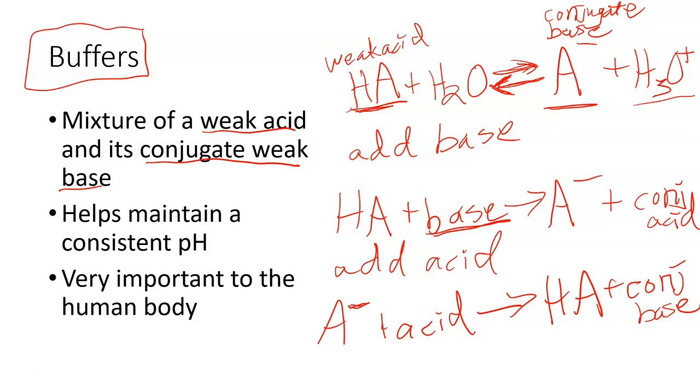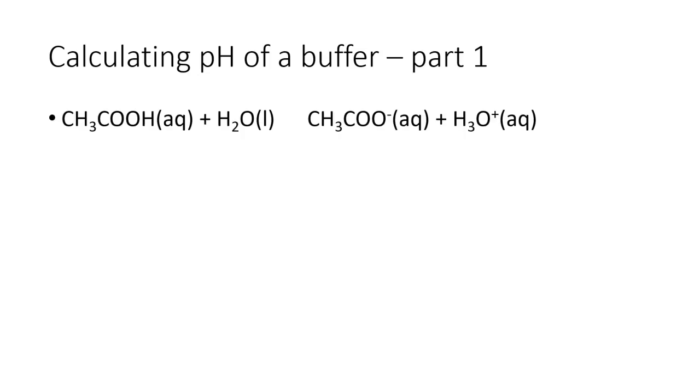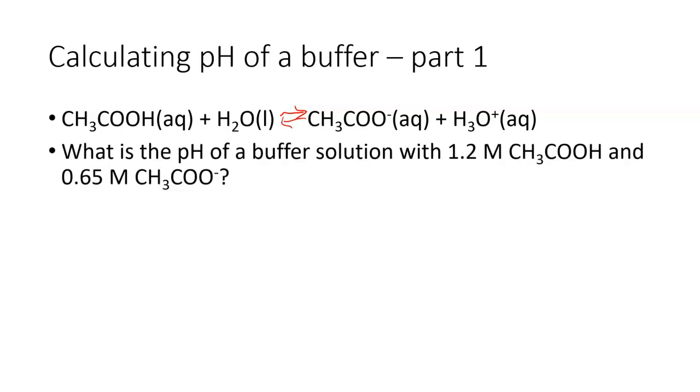So we want to make sure that we can create buffers or calculate with buffers at specific pHs. So we're going to start and calculate the pH of a buffer. And you may find there's other formulas and solutions to how to do these types of problems. I'm going to go with the core way of doing it. I'm going to go back to our acetic acid in water. So I want to know what is the pH of a buffer solution with 1.2 molar CH3COOH and 0.65 molar CH3COO-. So I have 1.2 molar and 0.65 molar.